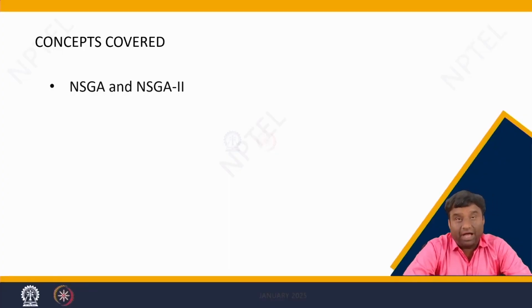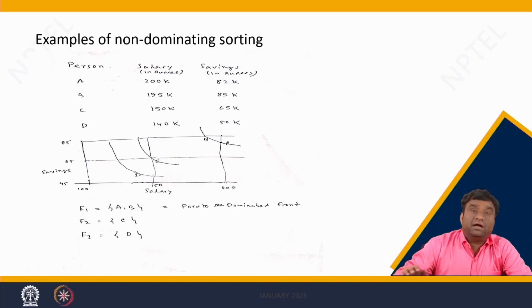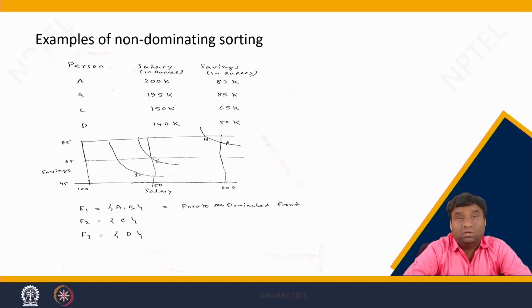So we have discussed the NSGA and NSGA-II algorithms in the last class. Today we will try to understand the NSGA-II algorithm through some numerical examples. The first concept is non-dominating sorting. What is the meaning of non-dominating sorting? Let's try to understand this concept.